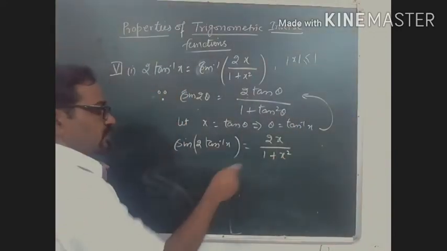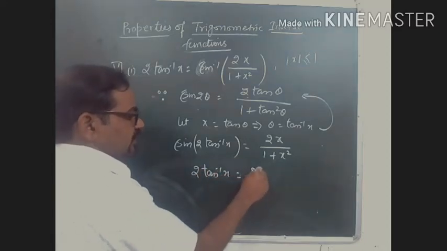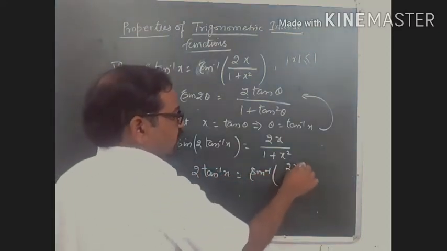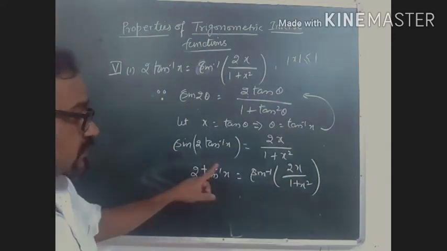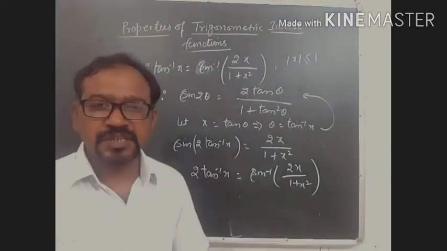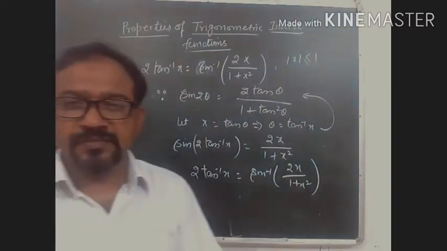Now taking the inverse of sin, 2 tan inverse x equals sin inverse 2x upon 1 + x square. So 2 tan inverse x equals sin inverse 2x upon 1 + x square, which is our first part. Similarly, you can prove the second and third parts also.